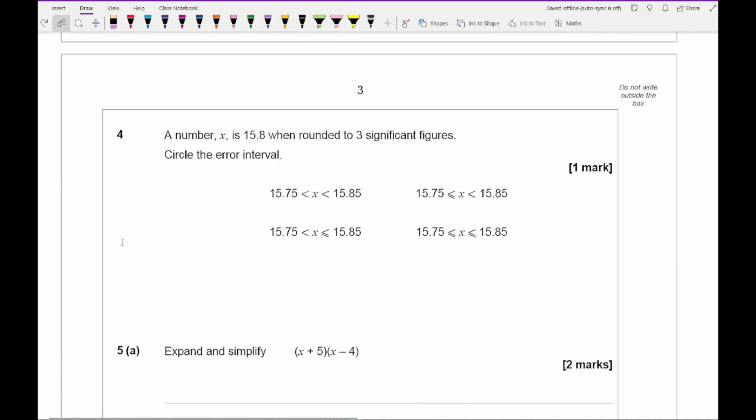Moving on to question 4, it says the number x is 15.8 when rounded to 3 significant figures. Circle the error interval. Well, if it's been rounded to the nearest significant figure, our third sig fig is the 8, which represents tenths. So we want to round this number up to the nearest 10. So the one that's going to be the error interval is going to be the top right-hand option.